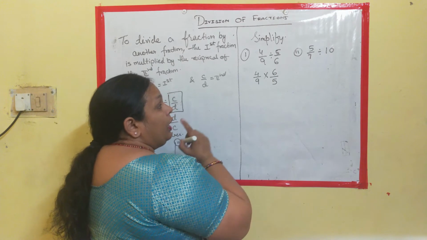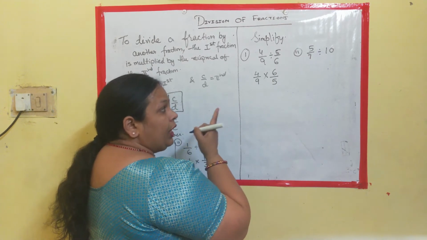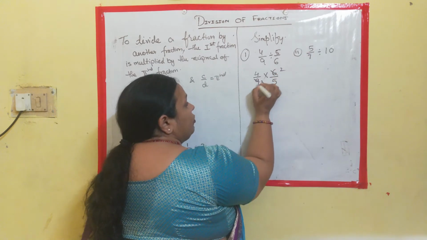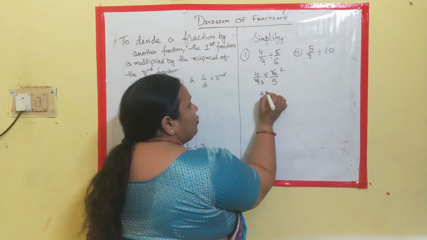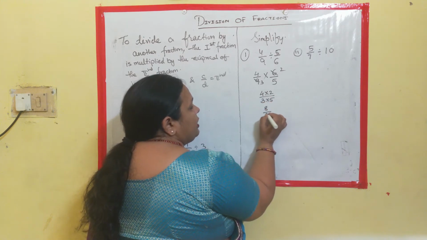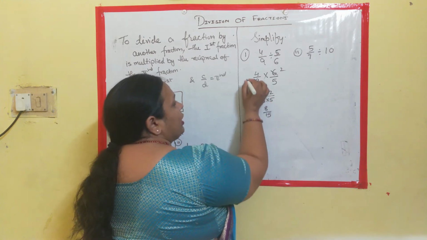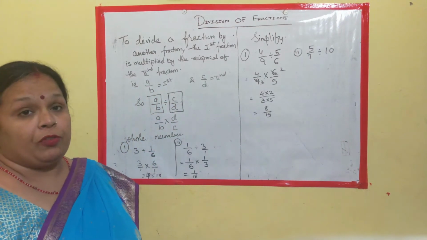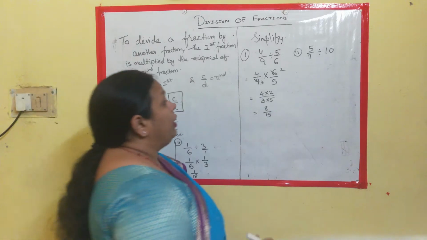Clear? Now, we will check whether any cancellation is possible or not. 3 2s are 6, 3 3s are 9. The new one is 4 into 2 by 3 into 5. That is 8 by 15. No more cancellation is possible. And this is your proper fraction. So no more conversion is required.